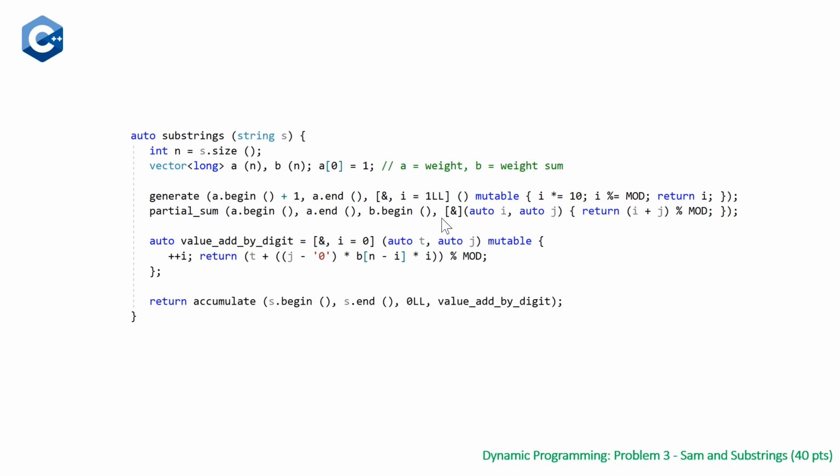And really we wouldn't even need a custom generic lambda here if it weren't for the modulus, because this is the default behavior of partial sum, but we have to make sure that we're taking the modulus. Otherwise we're going to overflow. And that's our first two algorithms.